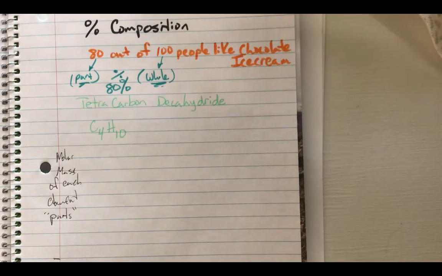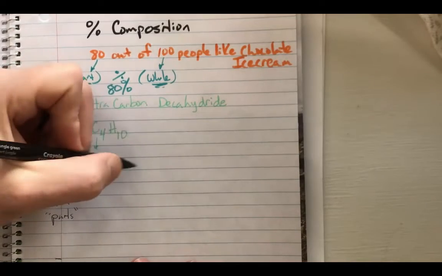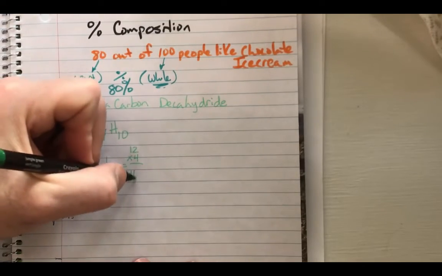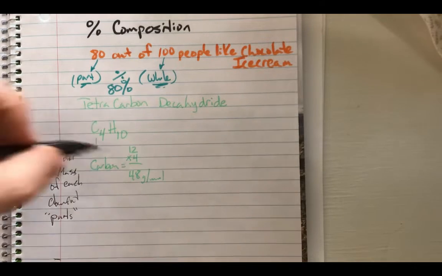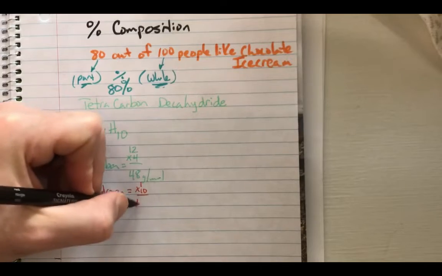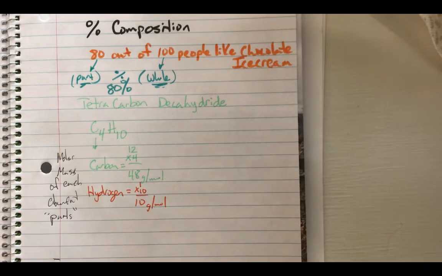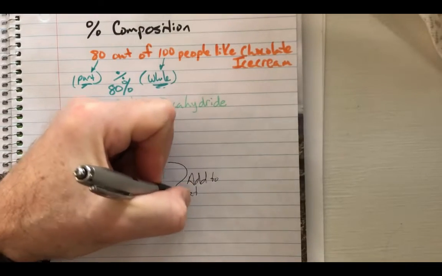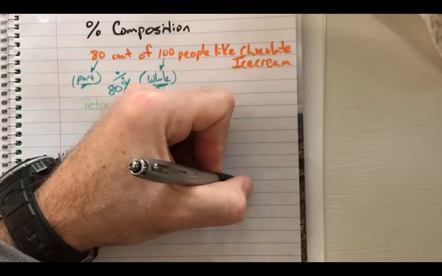So to do that, carbon, I have 4 of them, and their molar masses are 12. So 4 times 12 is 48 grams per mole. That is the part of this whole compound. Hydrogen's molar mass is 1, but I have 10 of those. 1 times 10 is 10 grams per mole. So that's the part of this whole compound. Now I have to figure out what the whole compound is. So I'm going to add these to get the whole, and 48 plus 10 is 58 grams per mole.